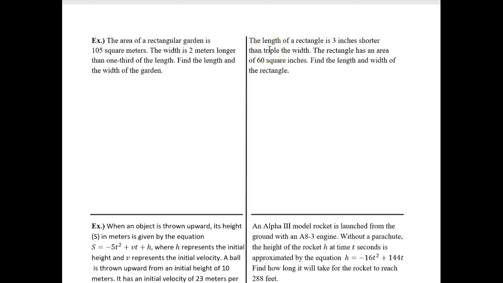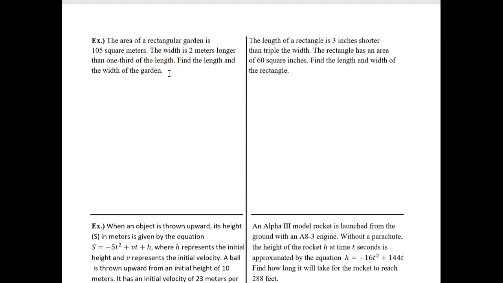In this video, we're going to be solving applications of problems that could turn into polynomial equations. And in particular, we're going to be talking about problems involving area of rectangular objects. So, this first problem on the left says the area of a rectangular garden is 105 square meters. The width is 2 meters longer than 1/3 of the length. Find the length and the width of the garden.